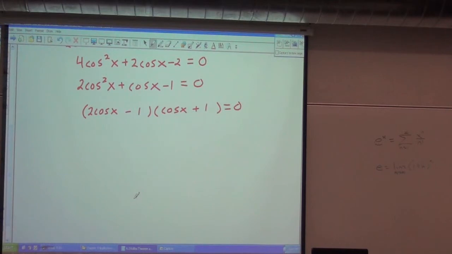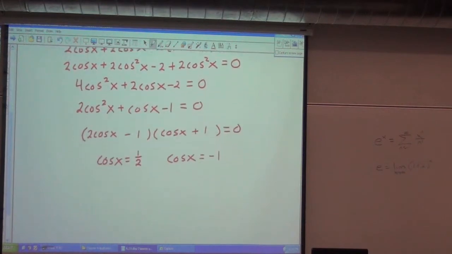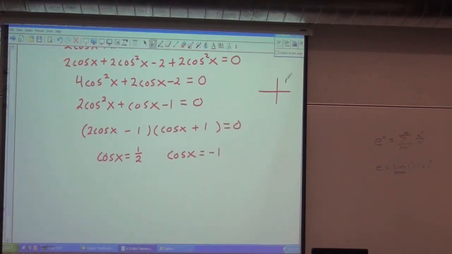So then we want to know where each part is 0. So 2 cosine x minus 1, for that to equal 0, cosine would have to equal 1/2. And for cosine x plus 1 to equal 0, cosine would have to equal negative 1. So we want all the values in between 0 and pi. Now, remember that advanced students take calculus. Here's 0, here's pi. So cosine would equal 1/2 in the first quadrant and the fourth quadrant. We don't need to worry about the fourth quadrant. That's bigger than pi.